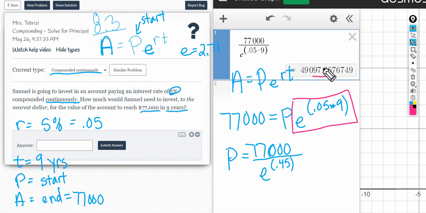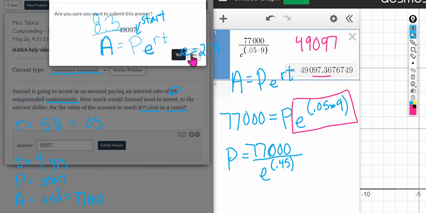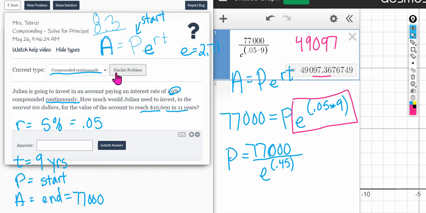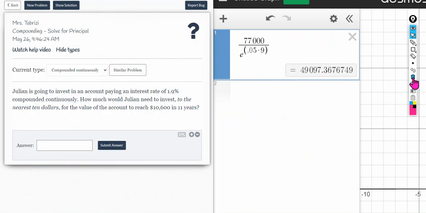I believe that would be 49097 because we're rounding down. Okay. 49097. Yay! Okay. All right, let's clear this. Let's do one more.